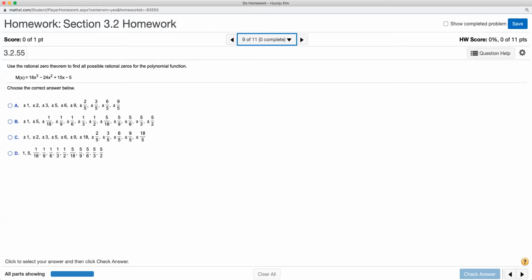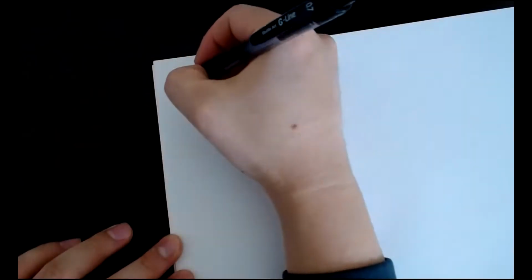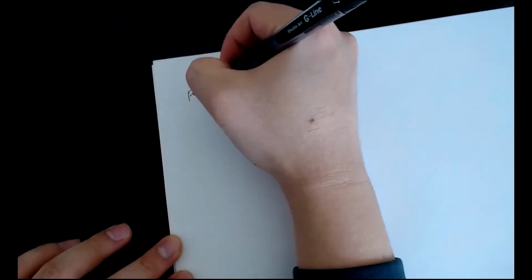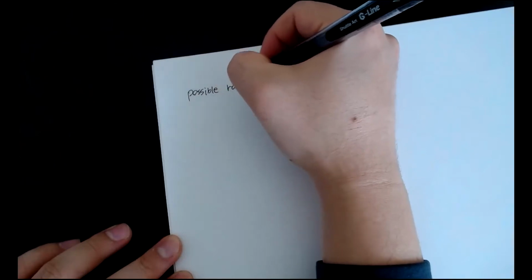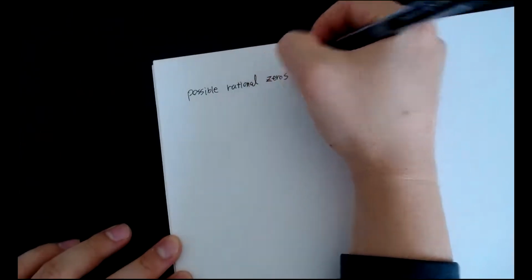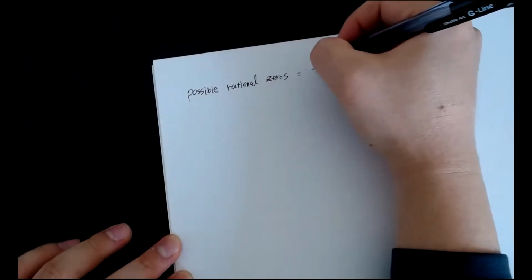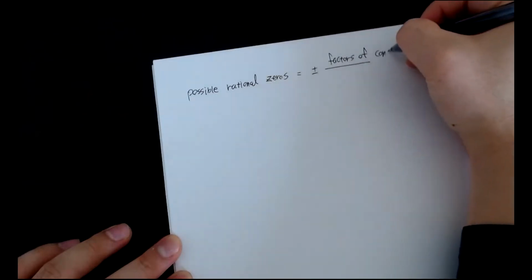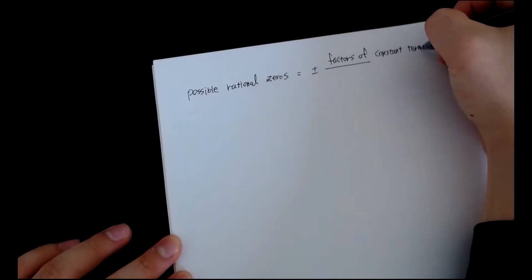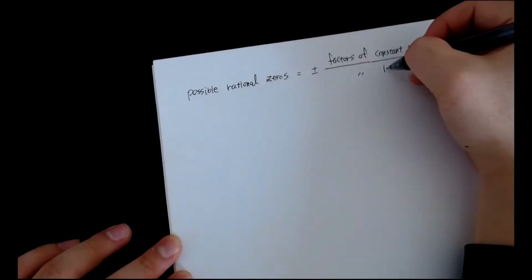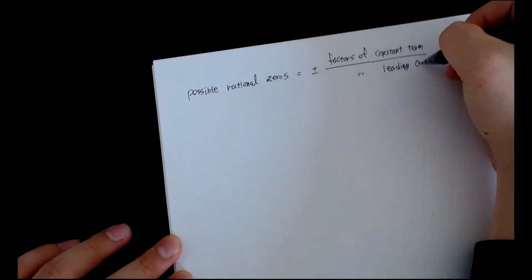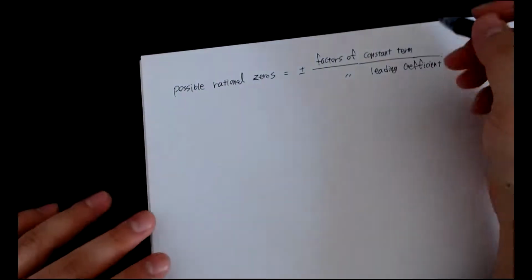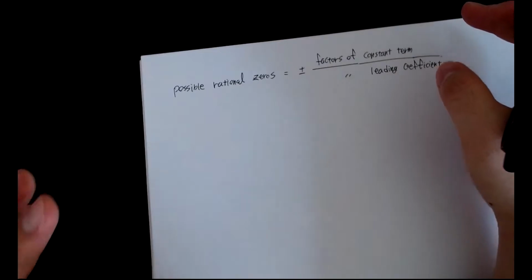Give me a second. So, possible rational zeros. The formula is plus minus the factors of the constant term, right? Divided by factors of the leading coefficient. Okay, so the set of all the fractions are going to be the possible rational zeros.